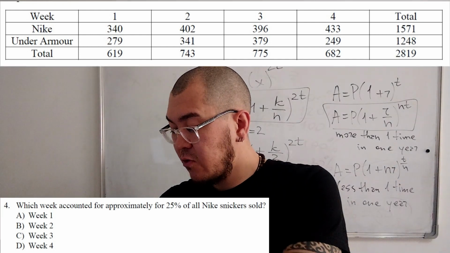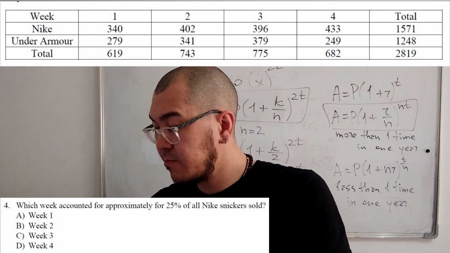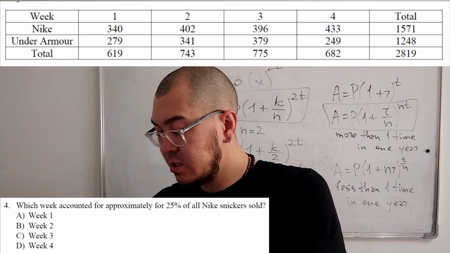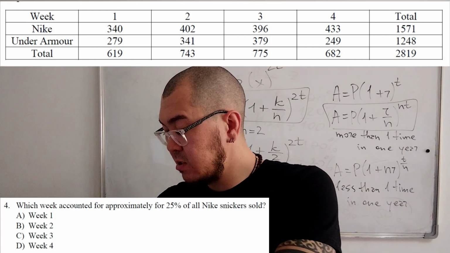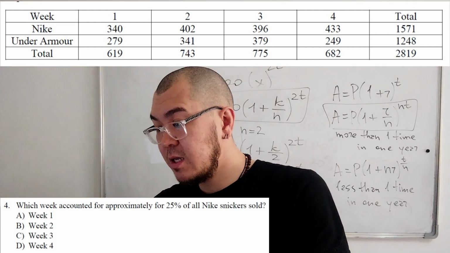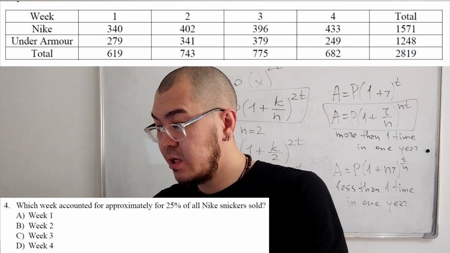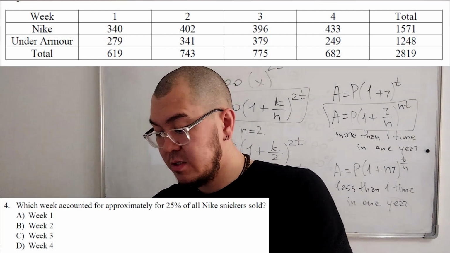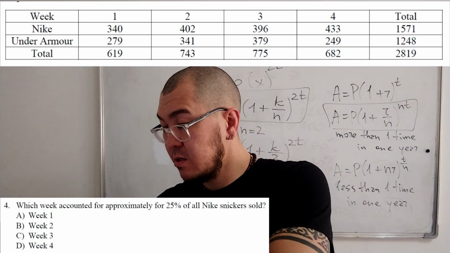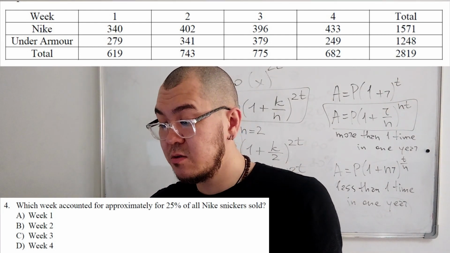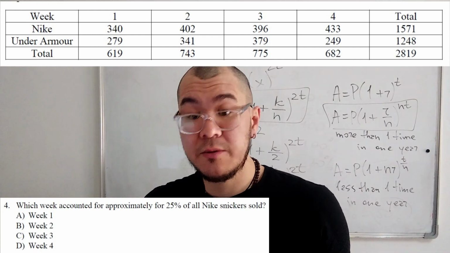Week 2, 402 divided by the same 1,571, and we get 26%. The next one, week 3, 396 divided by 1,571 is equal to 25%. So the answer is C, week 3.